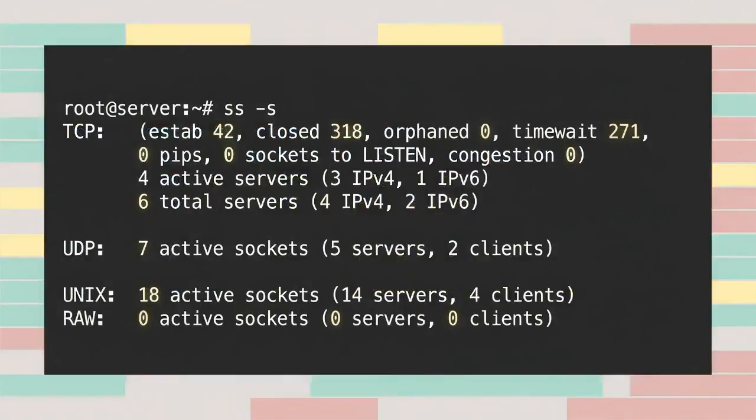When you need a quick summary instead of the full table, ss -s prints aggregated totals. How many TCP sockets are in each state, the UDP count, and the UNIX socket total. This is the fastest way to tell at a glance whether the system is healthy or drowning in timewait connections.